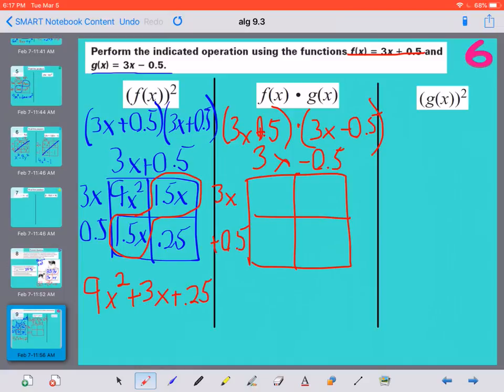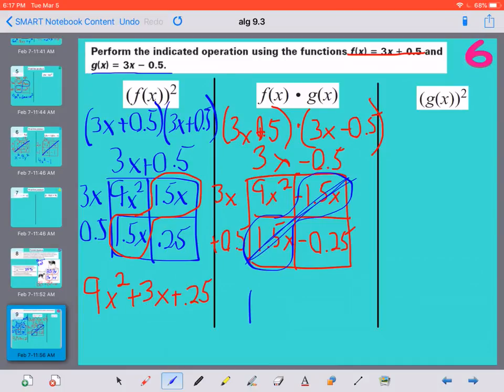3x times 3x gives me 9x squared. 3x times negative 0.5 is a negative 1.5x. This one is a positive 1.5x, and then a negative 0.25. So if we combine these two, 1.5 minus 1.5, those cancel out. So we get 9x squared minus 0.25.